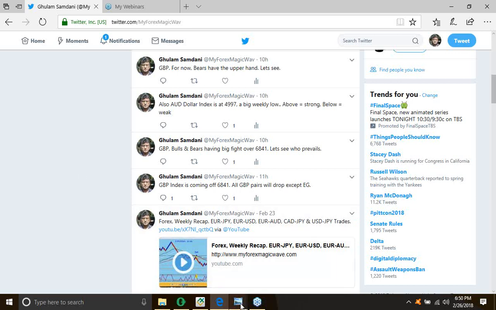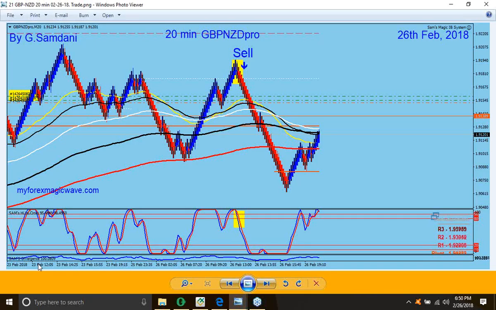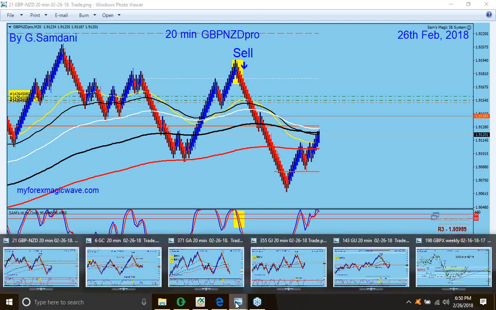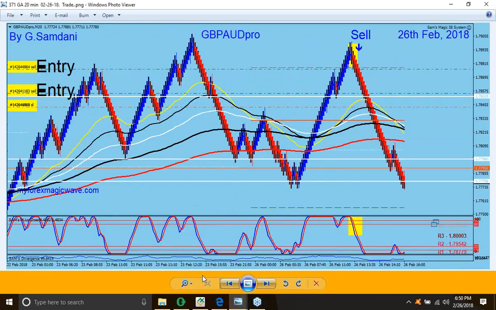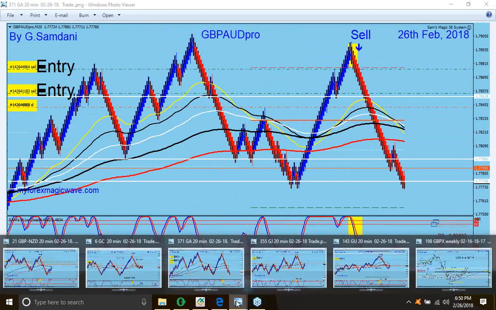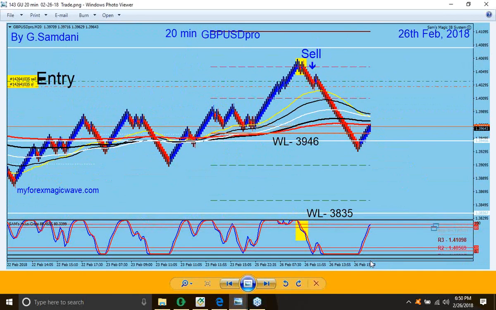Okay, so this is what I just wanted to show you, that you have this many pips in one day just because of that. Pound Newsy, a couple of entries here. Then you have pound CAD. Then you have pound Aussie. Then you have pound yen, and then you have pound USD. All of these trades, I shorted them, and this is in front of you.